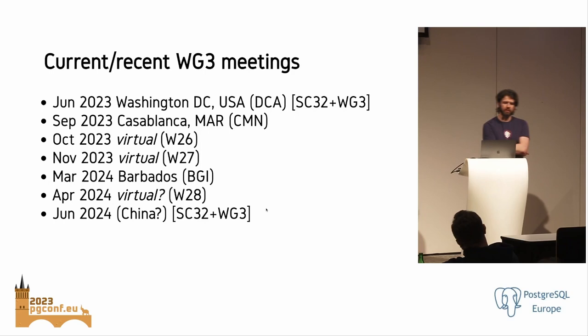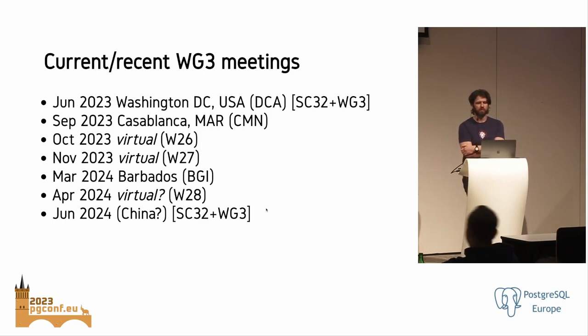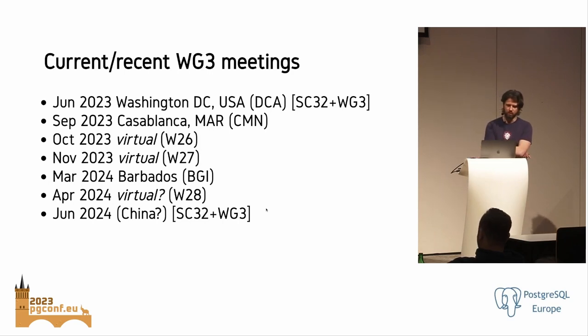So just so you have an idea, as an example, this is the meeting schedule of the current cycle, so to speak. As I mentioned, June is usually the SC32 meeting, and then you have other meetings in between. Earlier this year, we had a meeting in Washington, D.C. The most recent in-person meeting was in Casablanca in September. Then we had two virtual meetings in October and November, just a few weeks ago, and the next one is planned in Barbados in March, and the other ones after that are still being finalized, is my understanding at the moment.